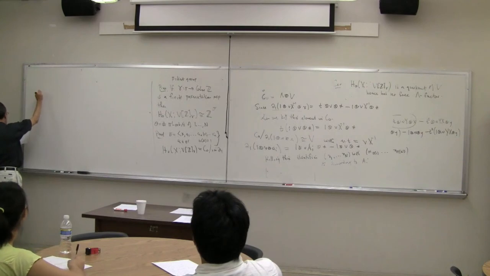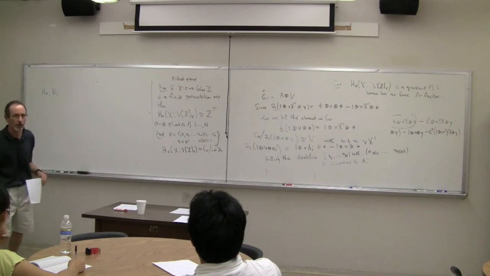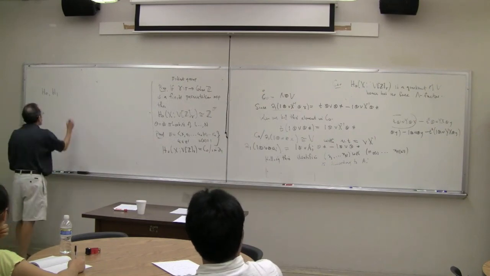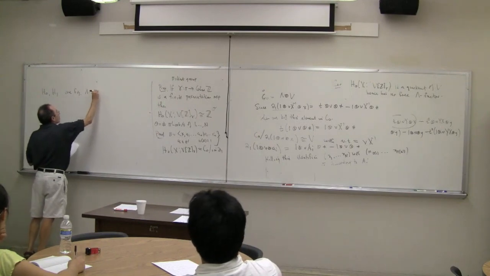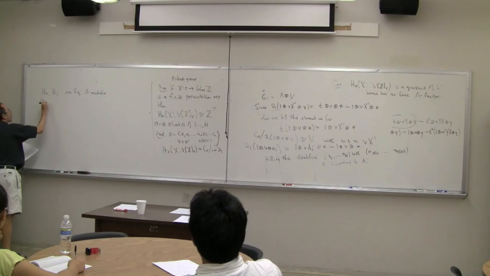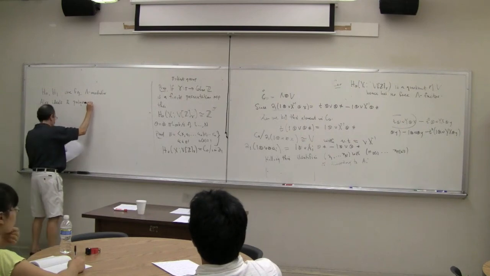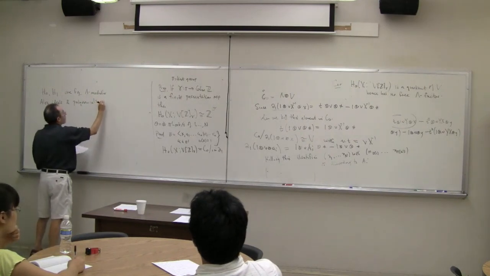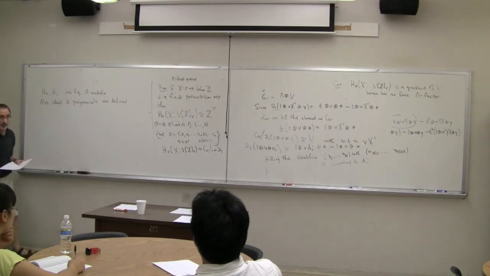These modules, H0 and H1, I'm just going to call them H0 and H1 instead of writing out all that stuff. These homology modules are finitely generated lambda modules, and Alexander ideals and polynomials are defined as we did for the untwisted case.